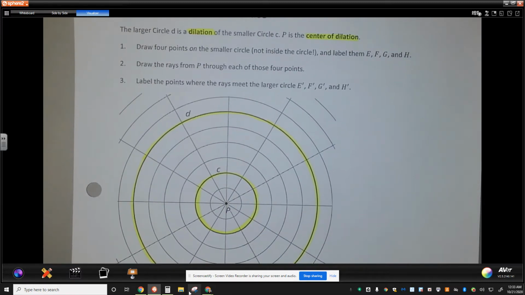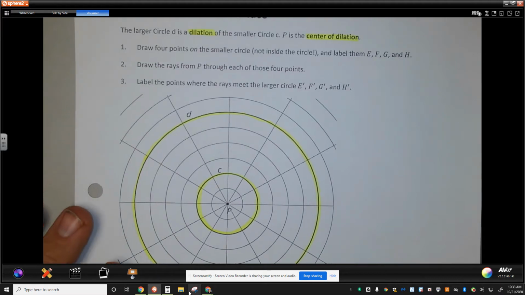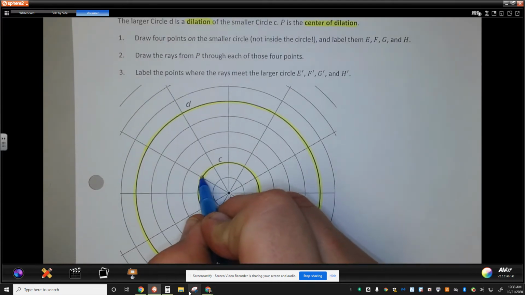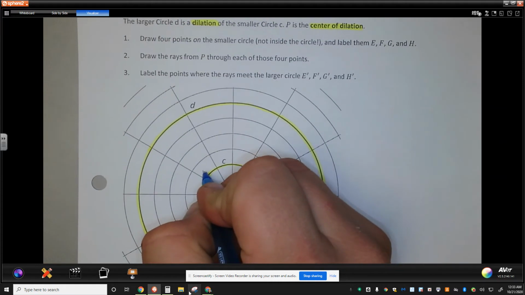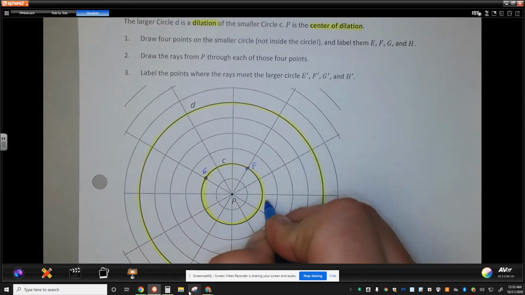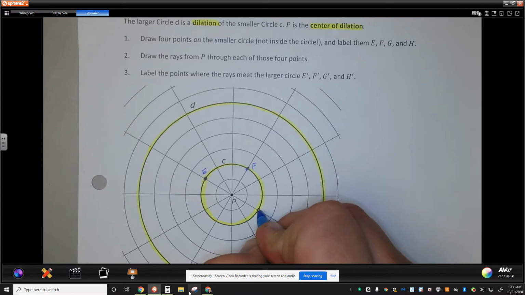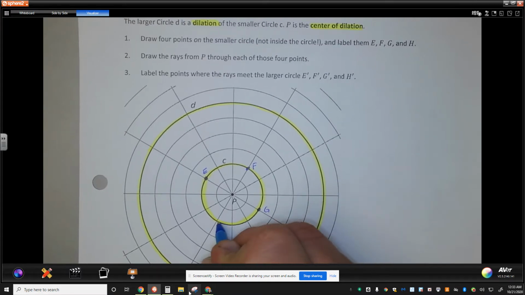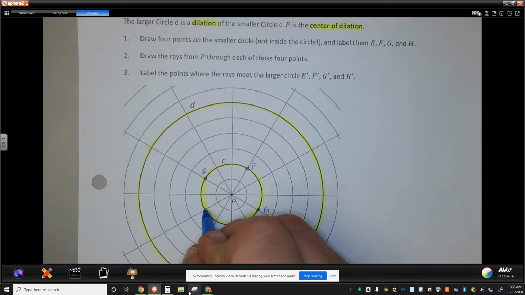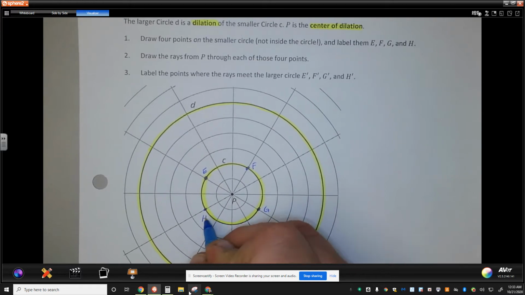We're supposed to draw 4 points on the smaller circle, not inside the circle, and label them E, F, G, and H. And it really doesn't matter where we put those, but we just go ahead and put them on there. So let's put one right here. We'll call this one E. We'll put another one over here. We'll call this one F. And then G right here. And we'll space H out. Let's put H right here. Again, you can put them anywhere you want.